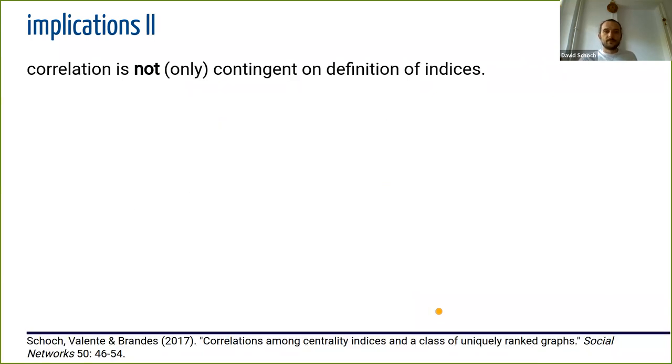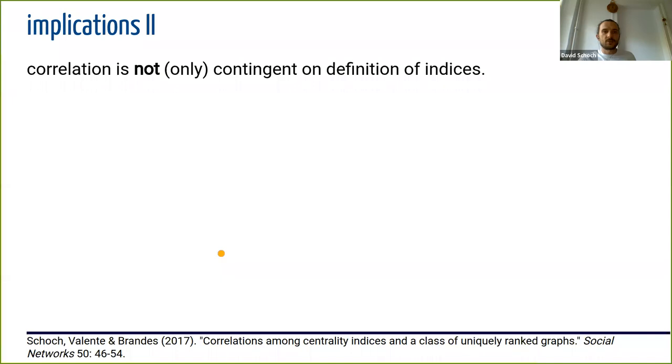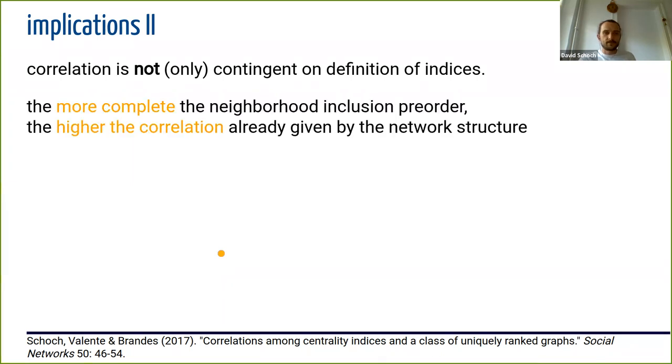So the correlation actually only depends on the network structure. In a very simple way, the more pairs are comparable by neighborhood inclusion, the more the ranking is already predetermined before we throw any index on it. And the fewer pairs are comparable, the more degrees of freedom there exist to rank. So the correlation has very little to do with the definition of the indices, but way more with the network structure.